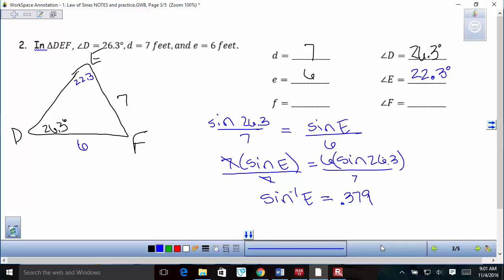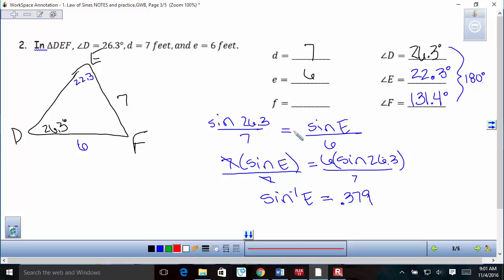All right, let's think. How can I find angle F? 180. You are correct. All of those are going to add up to 180. Even if it's not a right triangle, they still add up to 180. 131.4. Good. 131.4 over here. Now, you cannot do the Pythagorean theorem because it's not a right triangle. So you have to do the sine all over again.